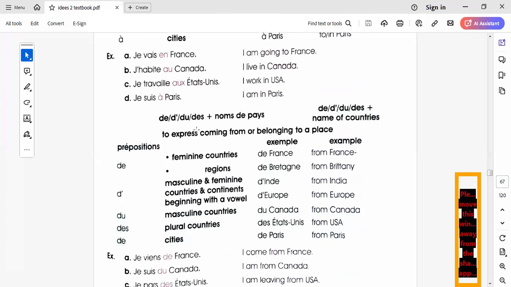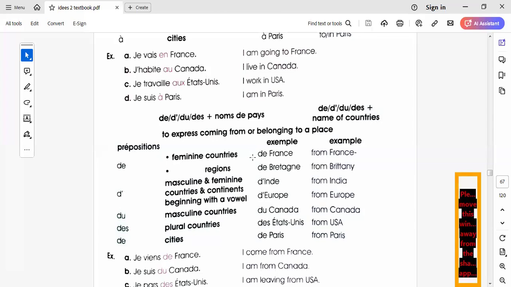Now, we have these prepositions: de, d', du, des, plus the pays. We write the name of the country. So de, we use with feminine countries, regions, and cities. With cities also we have de. And the apostrophe we use whenever masculine or feminine countries and continents begin with a vowel.